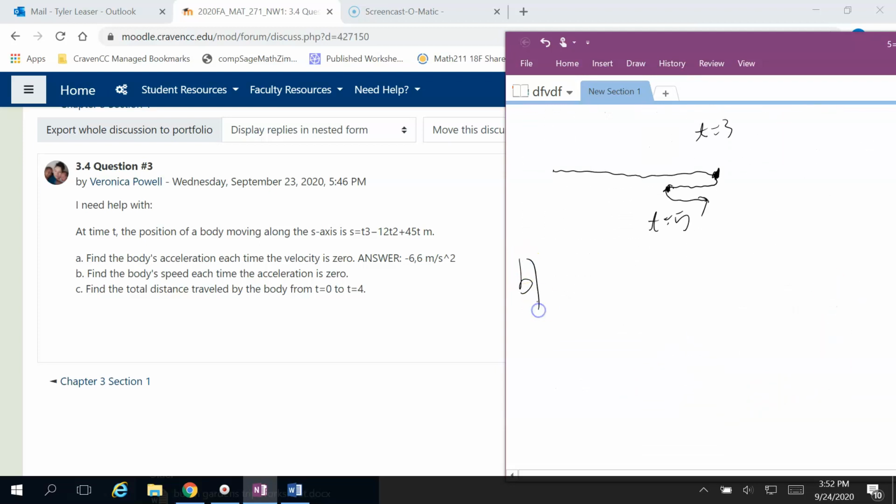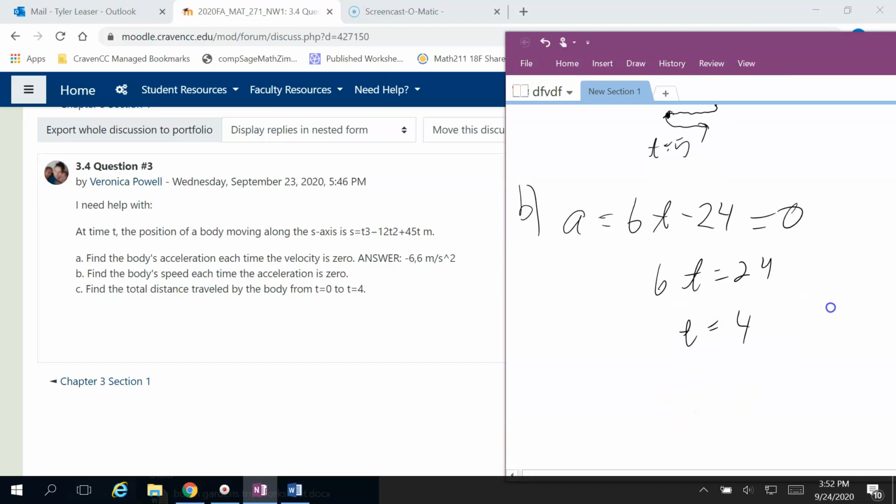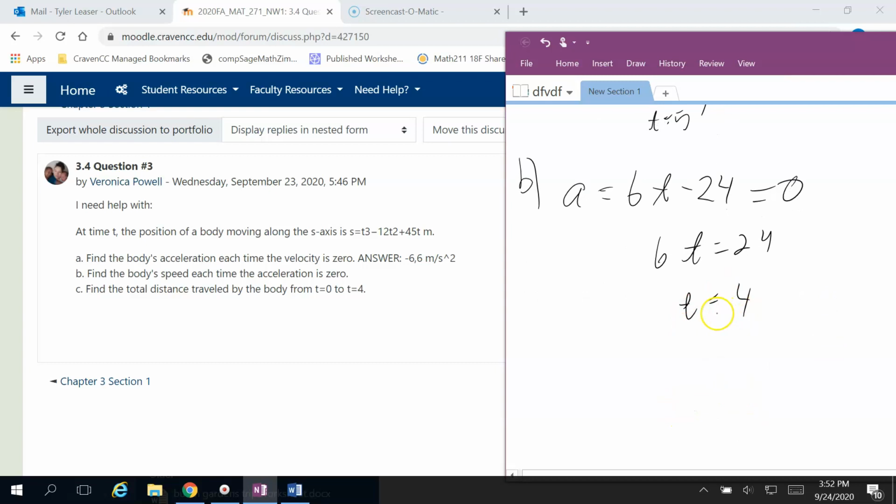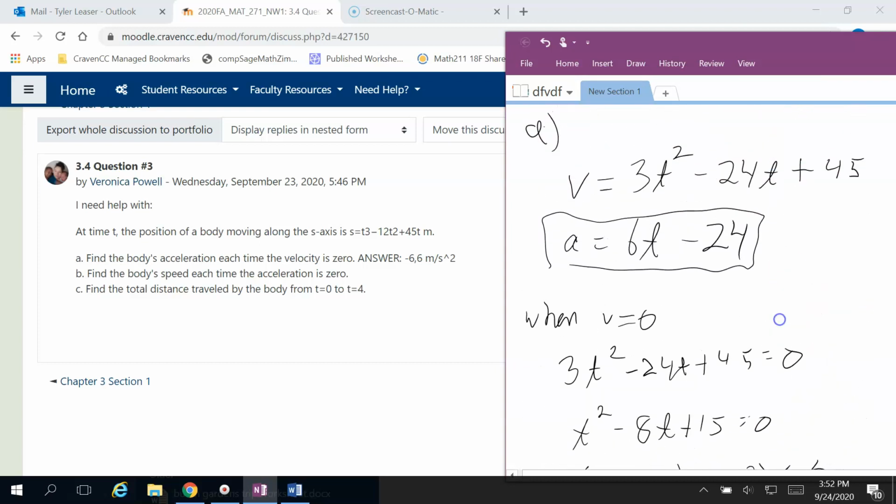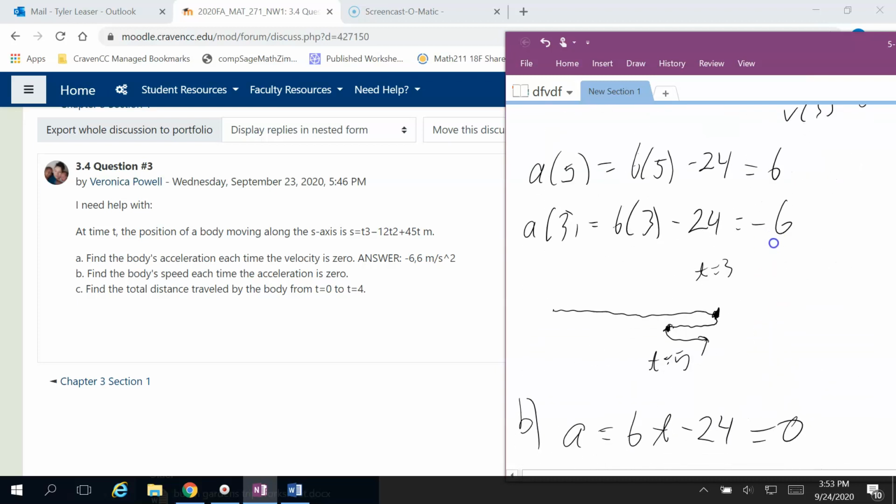All right, part B. Find the body's speed when the acceleration is 0. So same thing, we're going to take the acceleration, and we're going to set that acceleration equal to 0. Remember the acceleration up top there was 6t minus 24. So setting that equal to 0. Here we'll just add the 24, divide by 6, and we get t is 4. So this is when the acceleration is 0, but then we're asked to find the speed when the acceleration is 0. So we're going to take 4 and plug that into the velocity. The velocity formula up top here, 3t squared minus 24t plus 45.